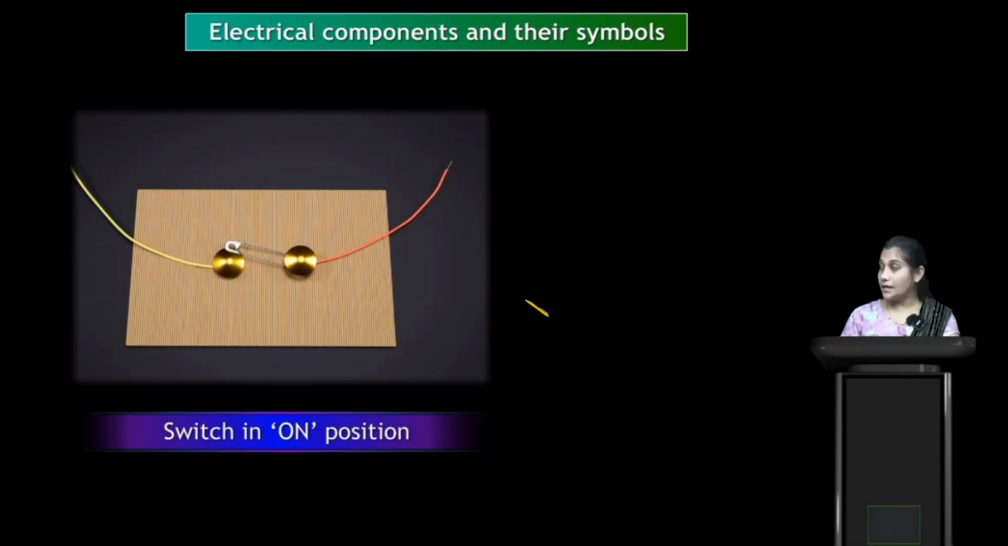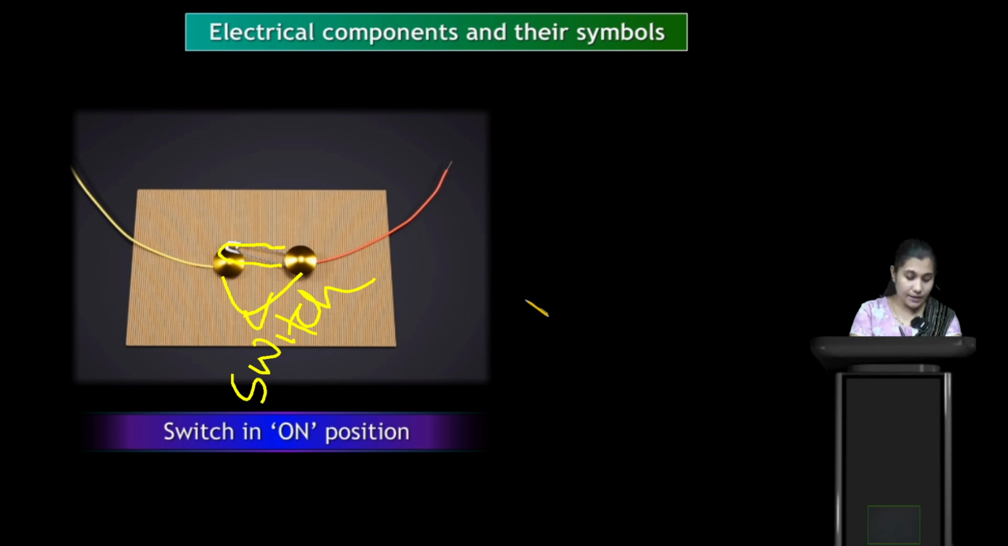Okay. And now this one is what? This one is a switch in on position. These two denote what? These two denote the switch. These two pins denote the switch and this one is the on position. So on position, how will we understand? See, this pin is in a straight line. When one pin is connected with the other pin through a safety pin, then we will say this one is the on position. Okay, and when there is a gap between the two pins and the safety pin is not connected to the other pin, then we will consider it as a switch in off position.